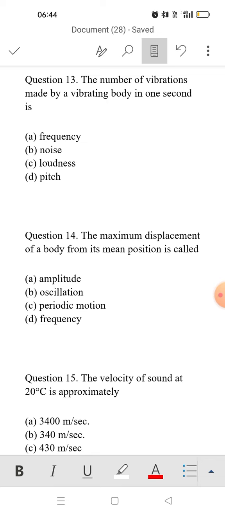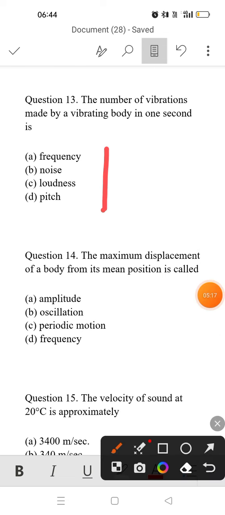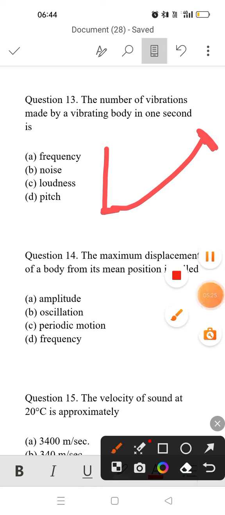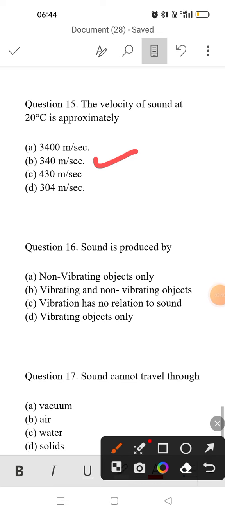Question 14: the maximum displacement of a body from its mean position. Again, number of vibrations in 1 second is known as frequency, and the maximum displacement of a body from its mean position, suppose it is a pendulum, the maximum displacement it goes is known as amplitude. Question 15: the velocity of sound at 20 degrees Celsius is 340 meters per second. You have to learn this.